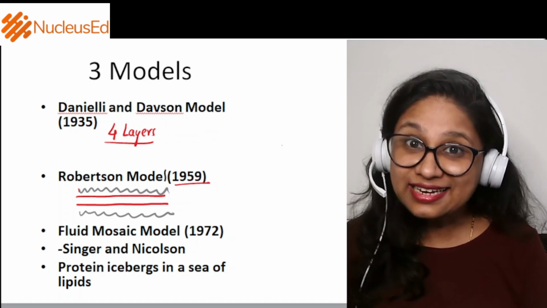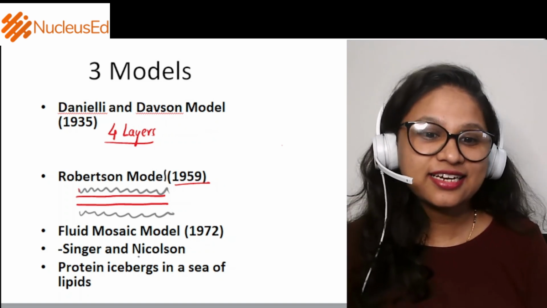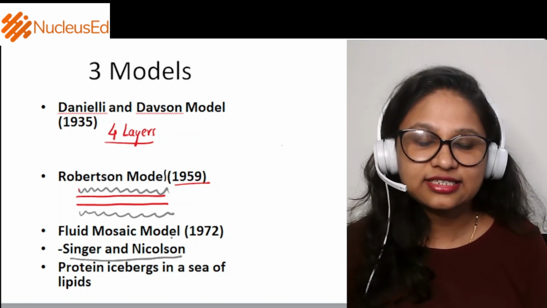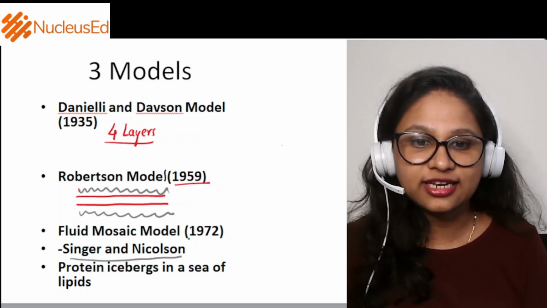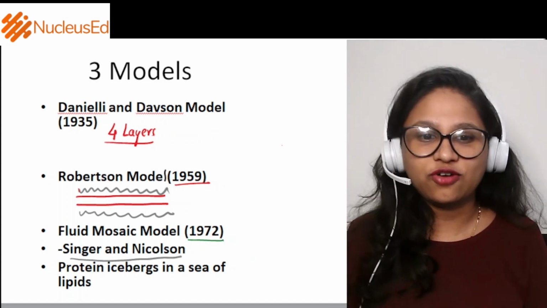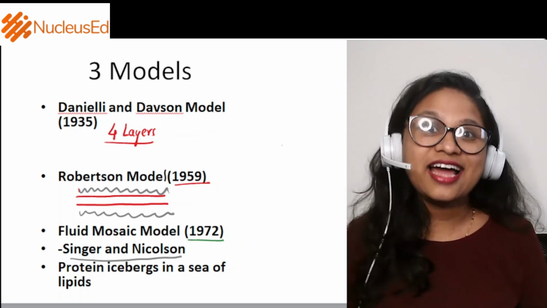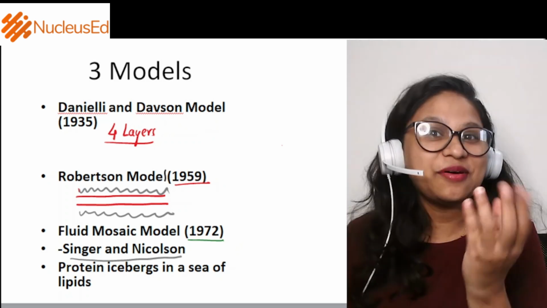That's what they told. But then came the master of all these models, the fluid mosaic model, which was given by Singer and Nicholson. These are 2 different scientists who gave this model in 1972, and that's why this model is also known as the Singer-Nicholson model. What they told was, they compared those proteins which are embedded in the cell membrane to icebergs, and the phospholipids they compared with the sea.